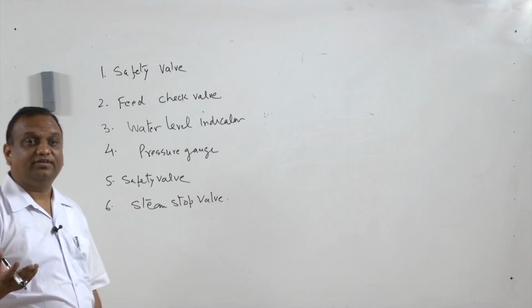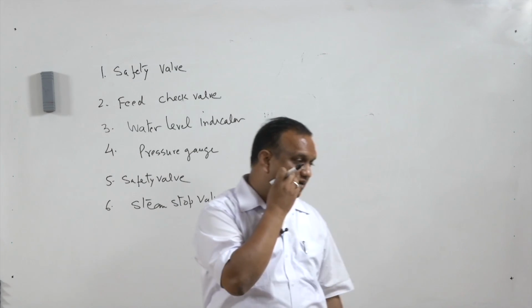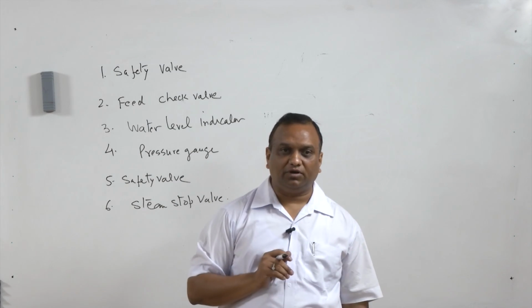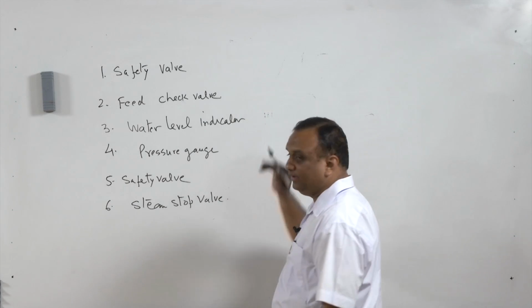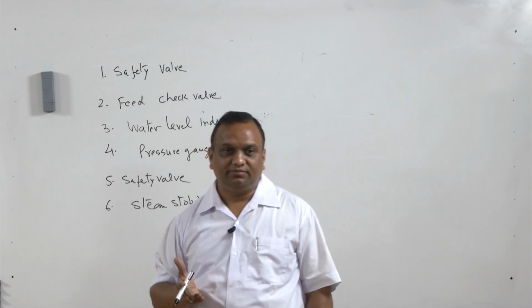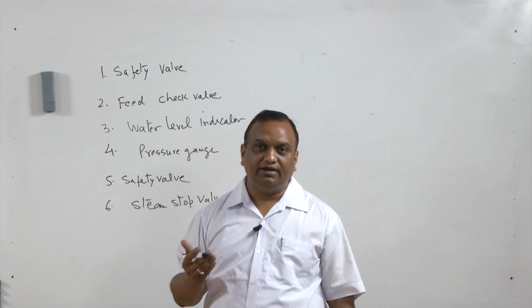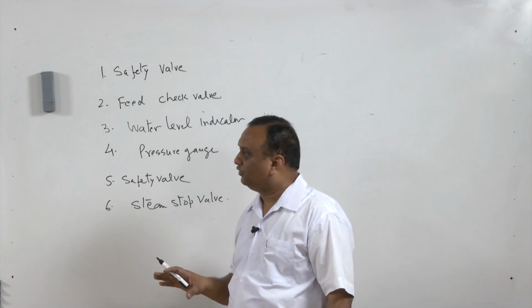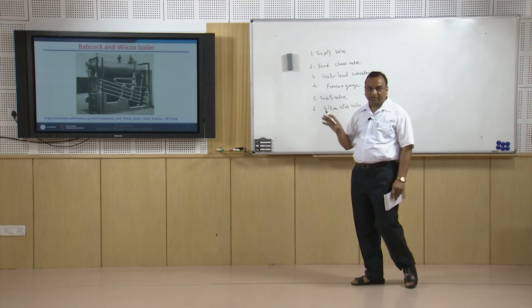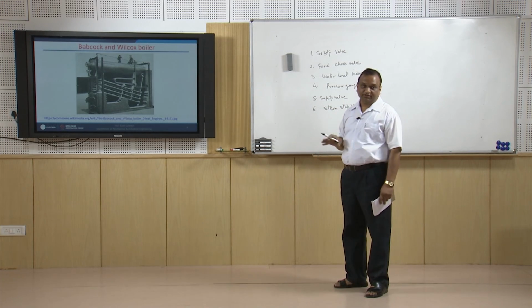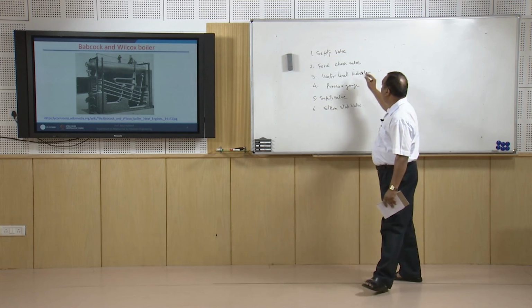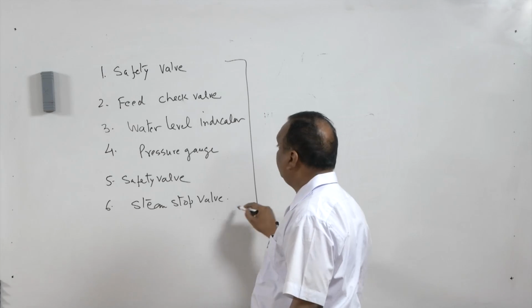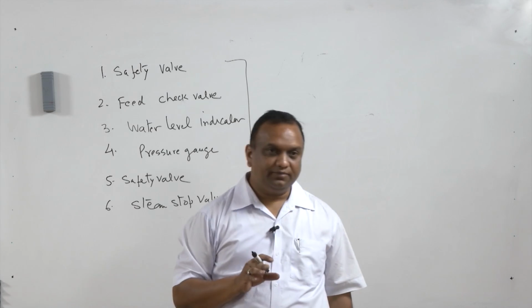There are certain accessories. Accessories are provided in a boiler to improve the efficiency of the boiler, like economizer, air preheater, feed water preheaters. So these are the accessories, and there are certain other accessories also which are required or which can improve the efficiency of the boiler. But without mountings, boilers cannot be allowed to operate.